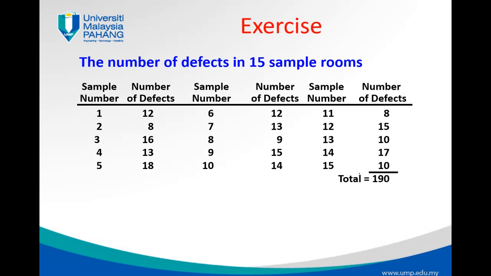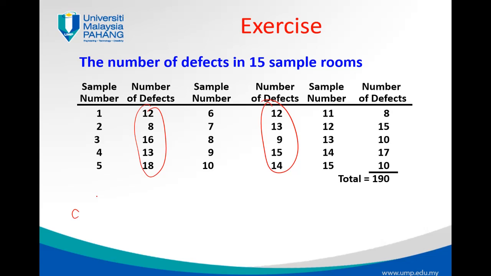Okay, the number of defects in 15 rooms. So we have 15 samples. This means that for this one, you first need to decide which type of chart to use, P chart or C chart. But based on the data here, there is no information about the total samples, so we cannot calculate the percentage. So this is for C type data, or C chart.